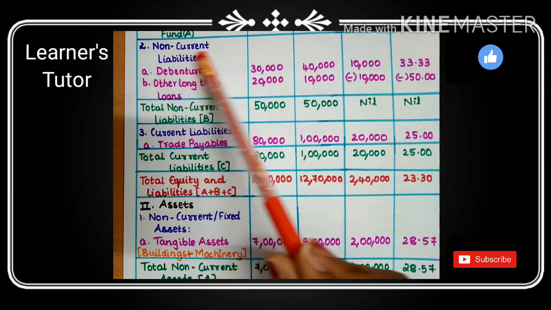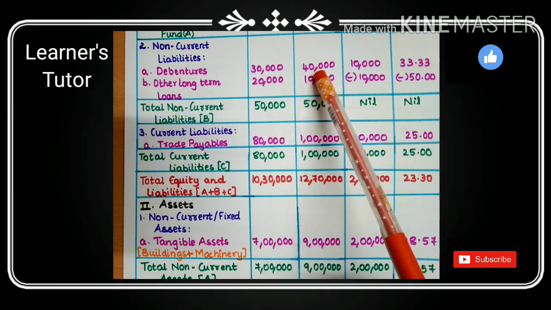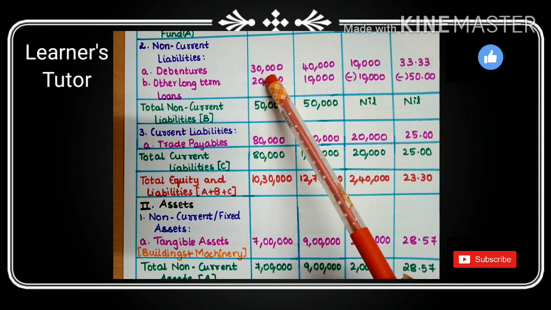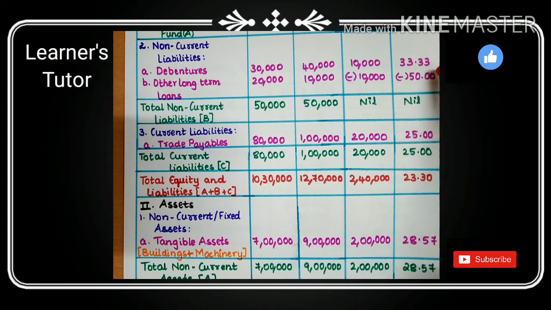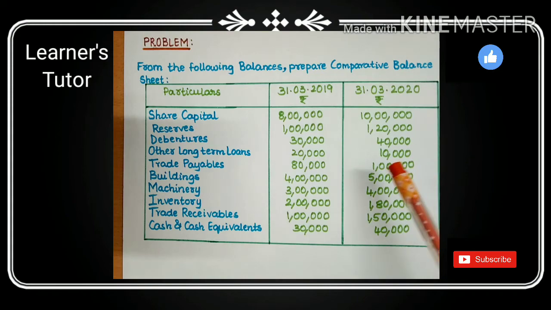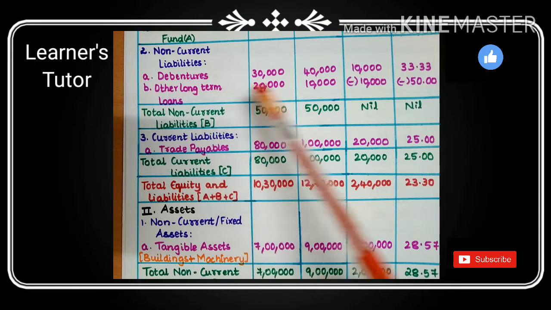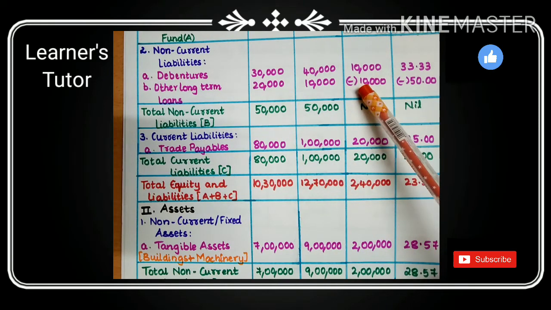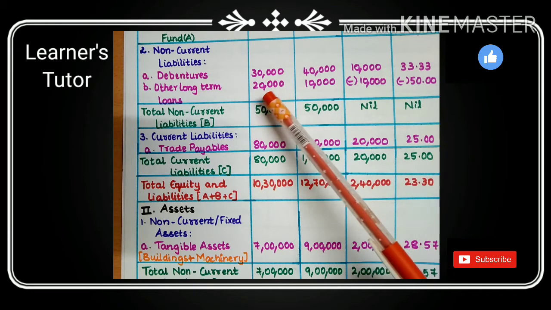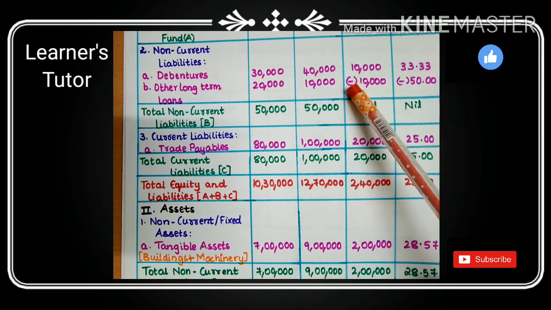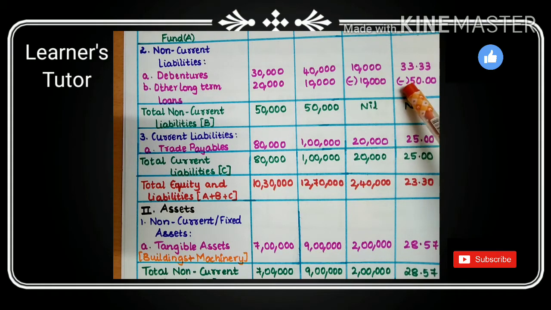Next, debentures 30,000 and 40,000. Debentures will come under non-current liabilities. 40,000 minus 30,000 is 10,000. 10,000 divided by 30,000 into 100 is 33.33%. Other long-term loans 20,000, 10,000. 10,000 minus 20,000 is minus 10,000. Why are we getting negative value? The present year is less than the previous year, so we get the value in negative. So minus 10,000. 10,000 divided by 20,000 into 100 is 50%. When it is minus here, we have to record minus here also.